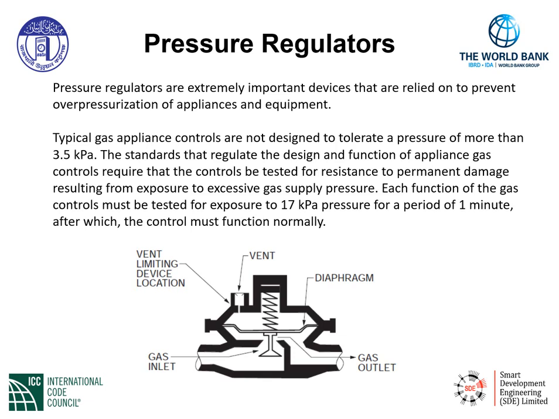To further explain this testing, each function of the gas controls must be tested for exposure to 17 kPa pressure for a period of 1 minute, after which the control must function normally. Again, this is all a function of testing standards and good quality materials that we will specify in the gas piping system. As inspectors, we are to look at the approved construction documents and make sure that these good quality controls that have been designed by the engineer are installed in the gas piping system.